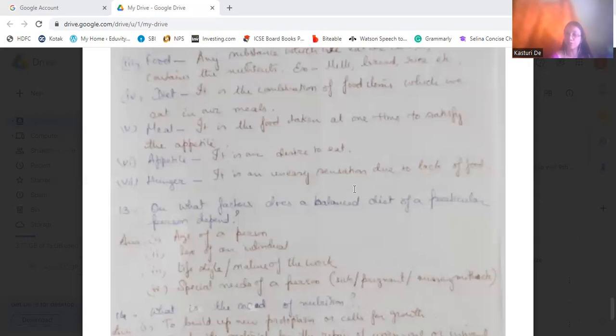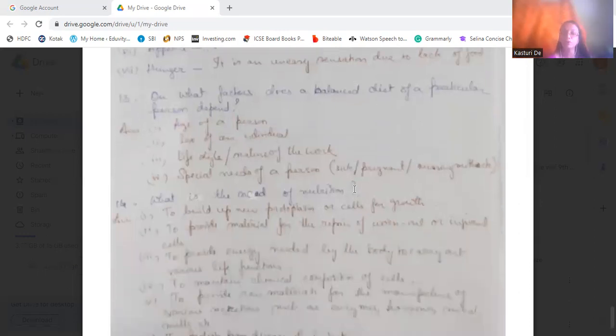The special needs of a person. That is, if he or she is a sick person, or a nursing mother, or a pregnant woman, then the balanced diet depends on the special needs of the person. The pregnant mother has to take more folic acid and iron. A nursing mother needs more water and milk-type food. Then a sick person who is lying down needs some nutrients to heal up his body.